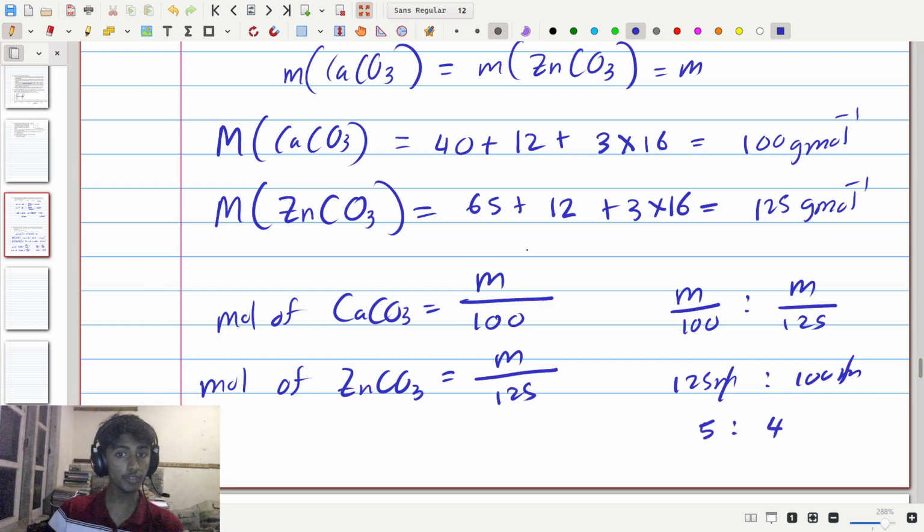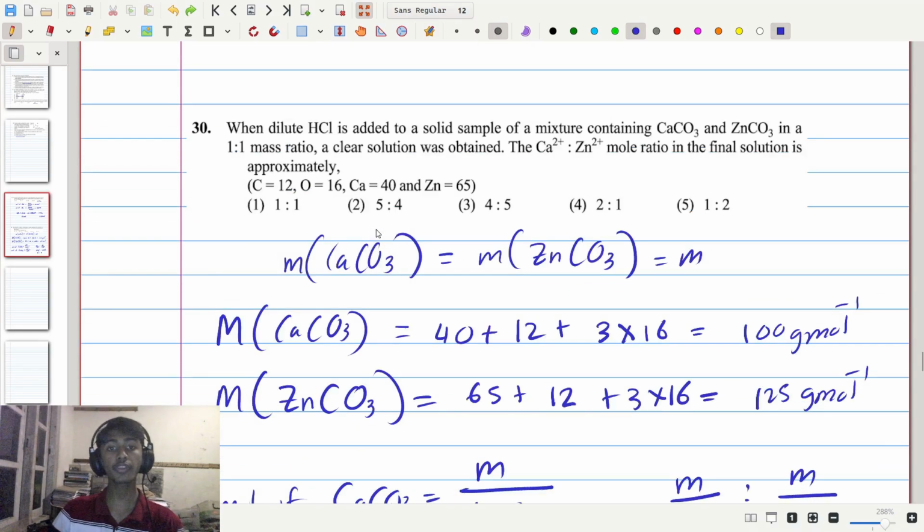Since if you divide both of these by 25, you get 5 on this side and 4 on this side. So therefore, the ratio of moles of calcium carbonate to zinc carbonate is equal to 5 to 4. So the correct answer here is answer number 2, 5 to 4. And with that, we're done with all of the questions from question number 21 up to question number 30.